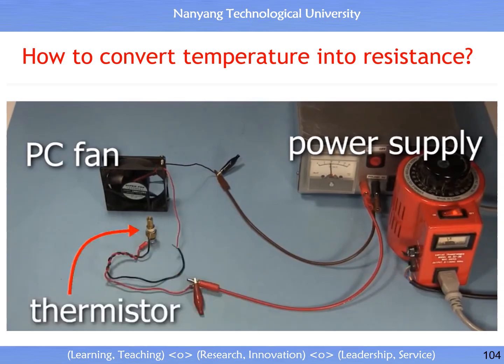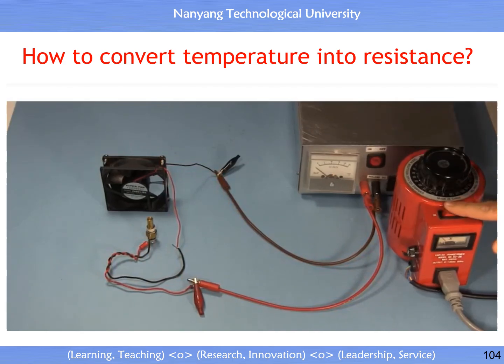Now here it is with a thermistor. The positive from the power supply goes to one end of the thermistor. The other end of the thermistor goes to the positive of the PC fan, and the negative of the PC fan goes back to the power supply. But this time when I turn on the power supply, the fan doesn't start spinning.